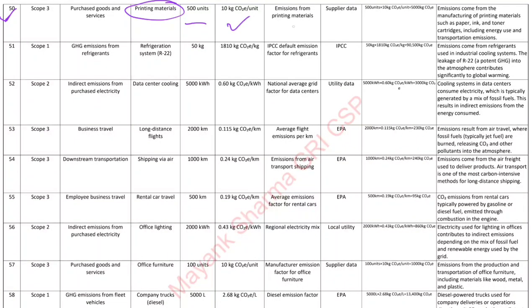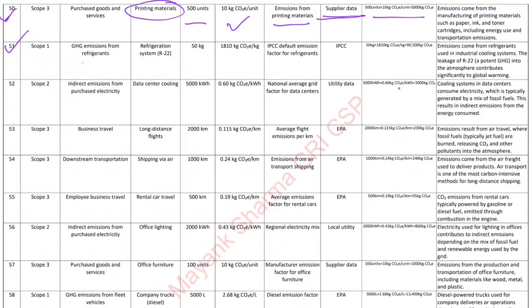This is the emission factor. So these emissions are from the printing materials, basically coming from the manufacturing of printing material like paper, ink, toners, cartridges, including energy use and transportation emissions. So this data we get for emissions from the suppliers, and this is the calculation: the total number of units bought multiplied with the emission factor.